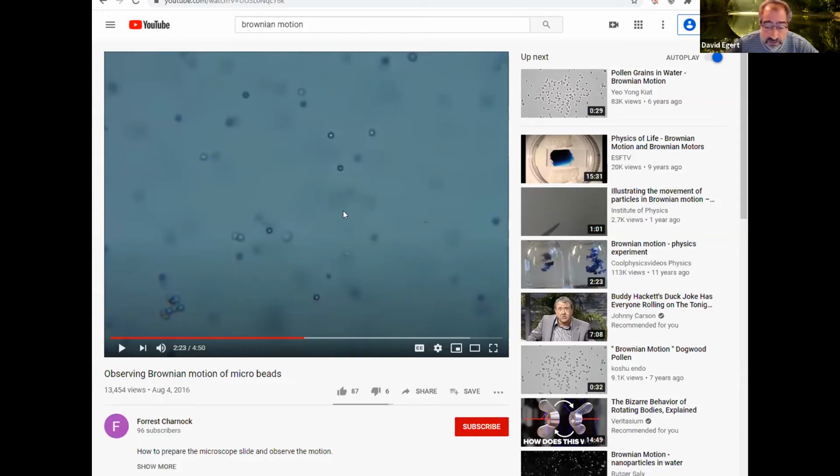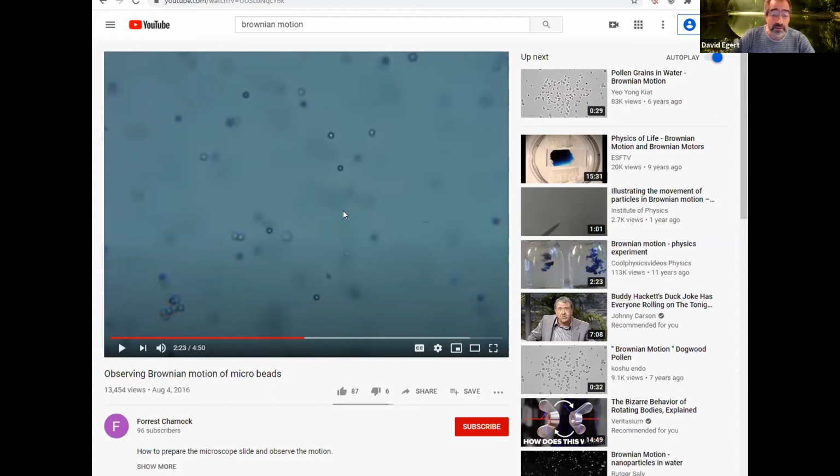And it's important. When you get into microbiology, it's actually important to understand this. If you're looking at something, just because it's tiny and jiggling at high magnification doesn't mean it's alive. It can be inanimate, just getting jiggled by Brownian motion.